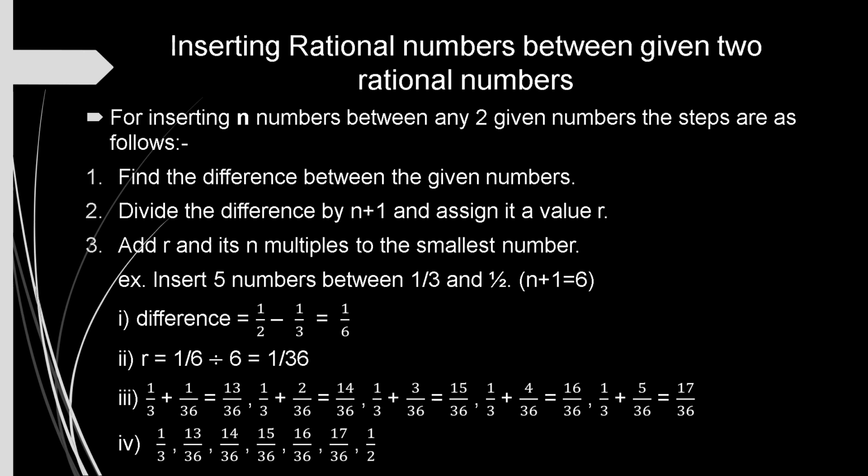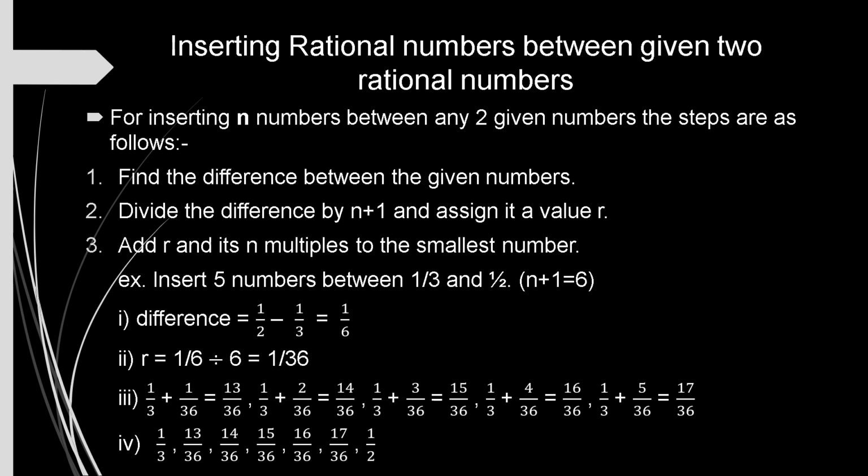And if we add the multiples of 1 by 36 to the smallest number, that is 1 by 3, we get 13 by 36. If we add 2 by 36 to 1 by 3, we get 14 by 36. Then we get 15 by 36, 16 by 36 and 17 by 36, and the next number will be 18 by 36, which is equal to 1 by 2.